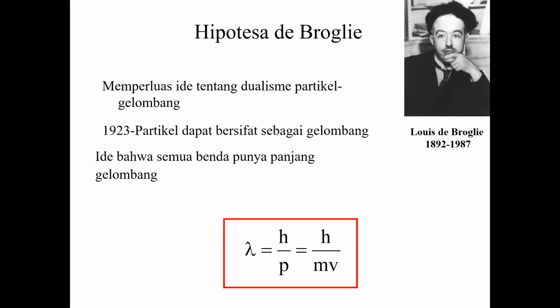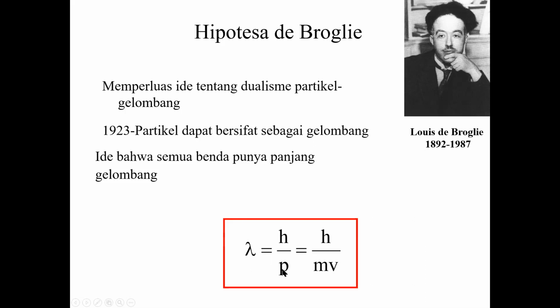So de Broglie extended the idea of these dualism properties. We have discussed the particle-like properties of the wave. Now we have the wave-like properties of the particle. De Broglie extended the formula I just showed you: lambda is equal to h over p, where p is the momentum. We call lambda the de Broglie wavelength.